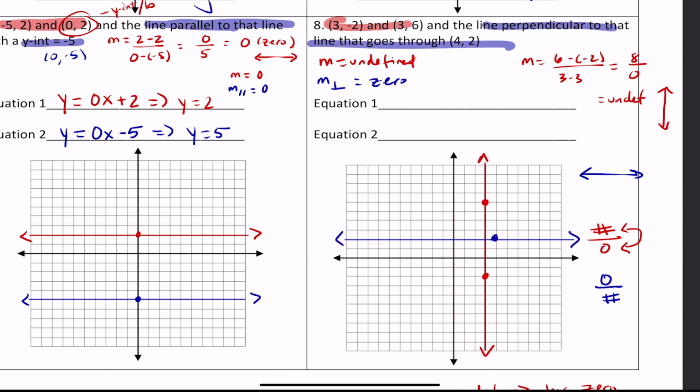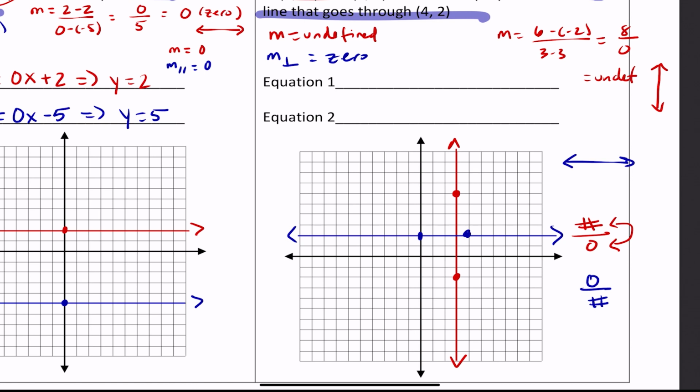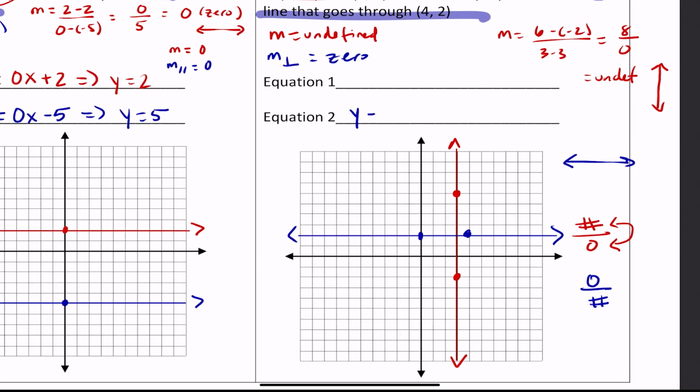Now the question is, okay, well, what are the equations? Well, that's a really good question. So we can figure out this one right here. This is a 0 slope. And if I can figure out what the y-intercept of this thing is, well, it's 0 comma 2, right? So this is my y-intercept. And this is equation 2, by the way, because everything we write for equation 2 is always in blue. So that is y equals 0 slope, right? So 0x plus 2, which is really y equals 2.